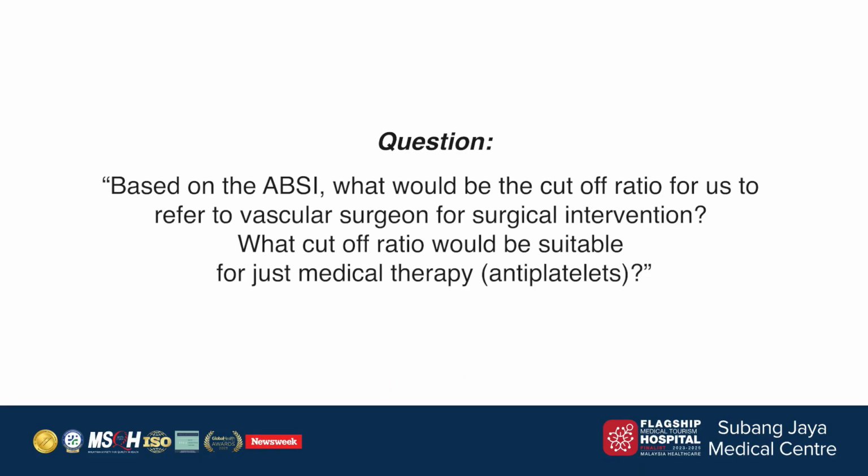Based on the ABI, what would be the cutoff ratio for us to refer to a vascular surgeon or to an endocrinologist or to a therapist? What is the cutoff point based on the ABI? Well, usually a normal ABI is 0.9 to 1.3. So anything less than 0.9 indicates that the patient has some form of peripheral artery disease. If they've got an ABI that is more than 1.3, that also may indicate arterial disease, because the vessels become more calcified, so you get a higher ABI reading. So anything above 1.3 or less than 0.9.